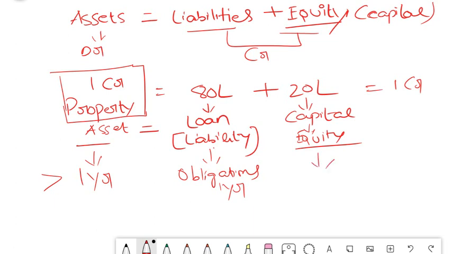Capital is nothing but the ownership. Equity is nothing but the ownership claim. If your company is closing out, whatever balance remains will belong to the owner. So equity is nothing but the residual amount that remains.